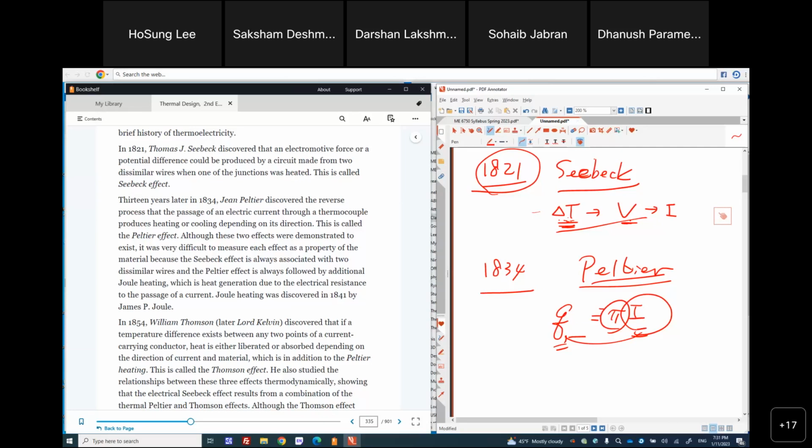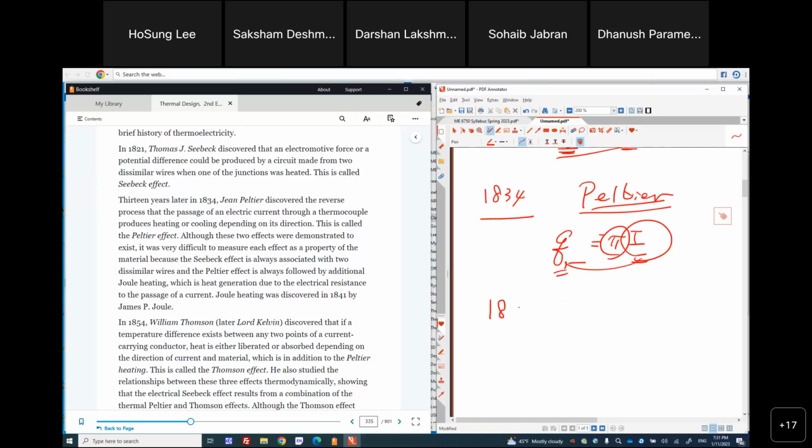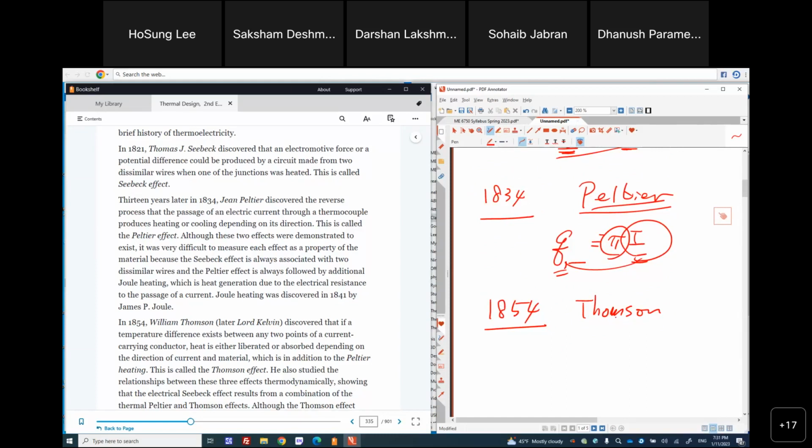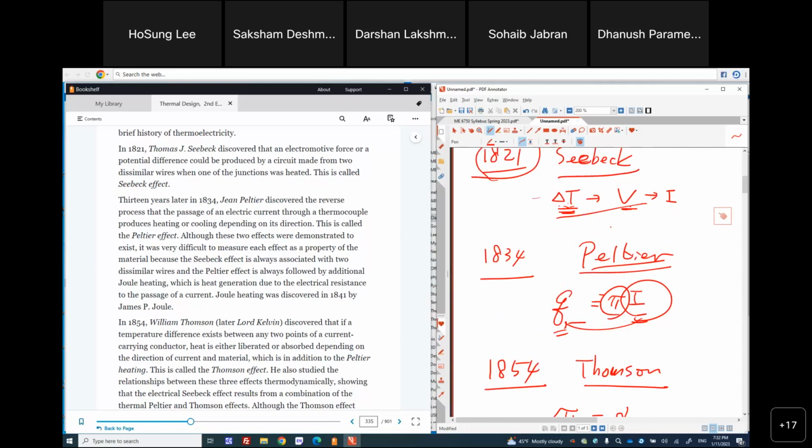And then 1854, the famous William Thomson, I think he was a professor at Edinburgh in Scotland, something like that. Yeah, he was a professor and discovered the relationship that the voltage is related to temperature, they call the Seebeck coefficient.